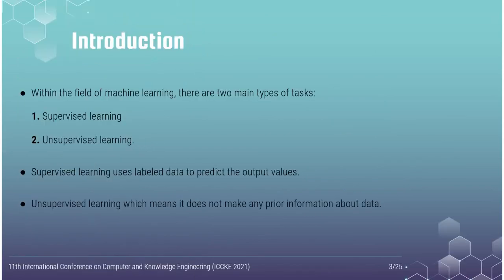If I want to talk a little about this field, I can say there are two main types of tasks in the field of machine learning: supervised learning and unsupervised learning. In supervised learning, they use labeled data to predict the output value. But on the other hand, unsupervised learning doesn't use labeled data to predict the output value, because it does not make any prior assumption about the data objects or about the labels.